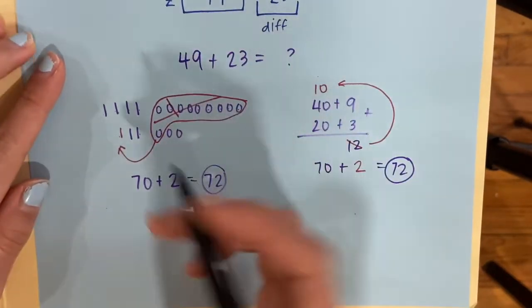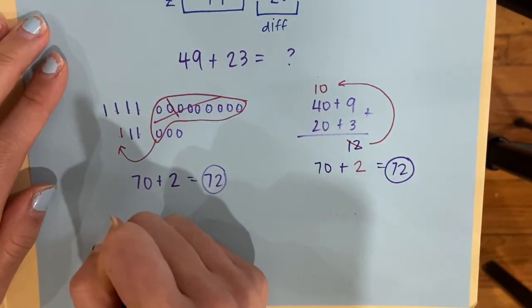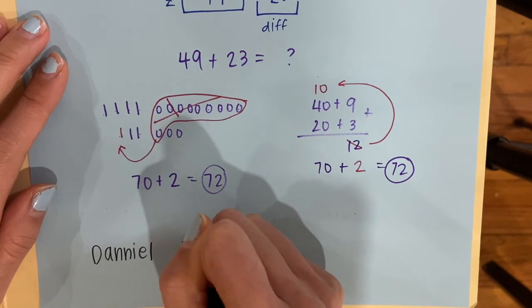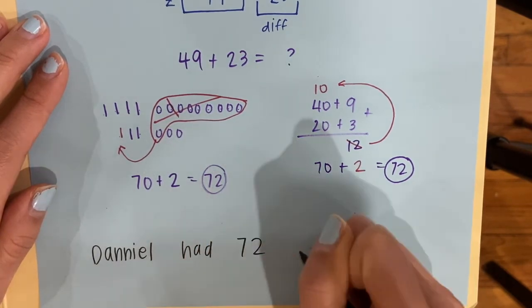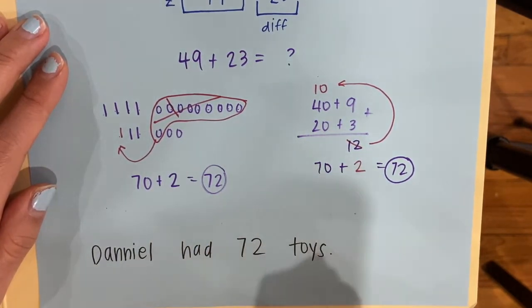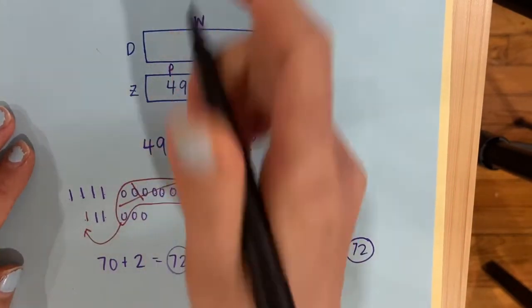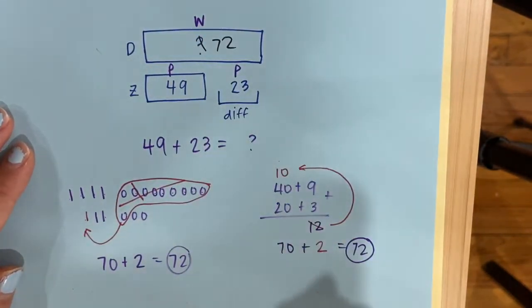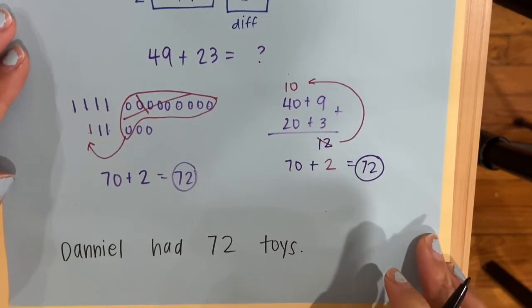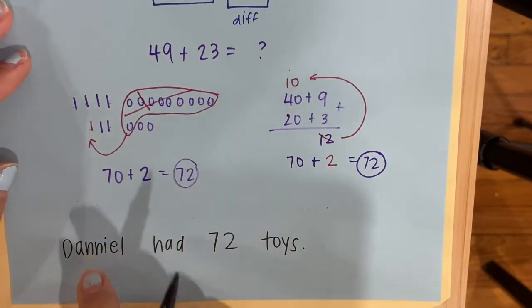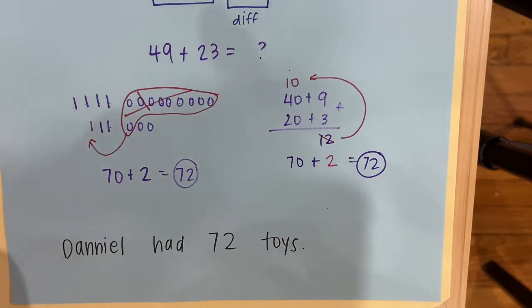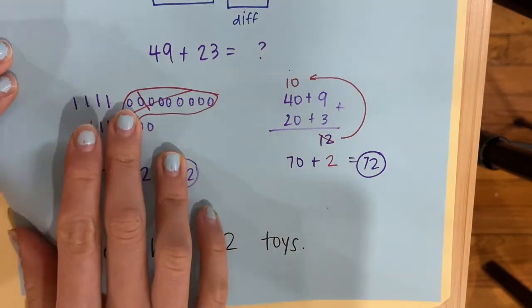So I'm going to write Daniel had 72 toys. Oh, and Miss Kim forgot to do something important. I forgot to put my answer back in the blank. So I'm going to make sure I put my answer back in the blank. Oops. Okay. And I am done.